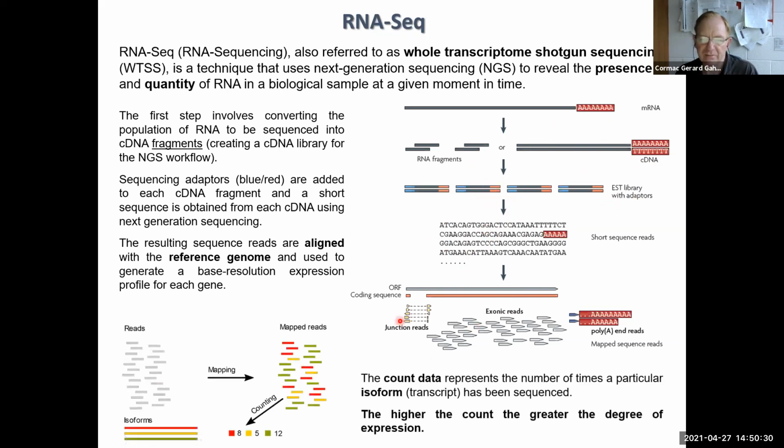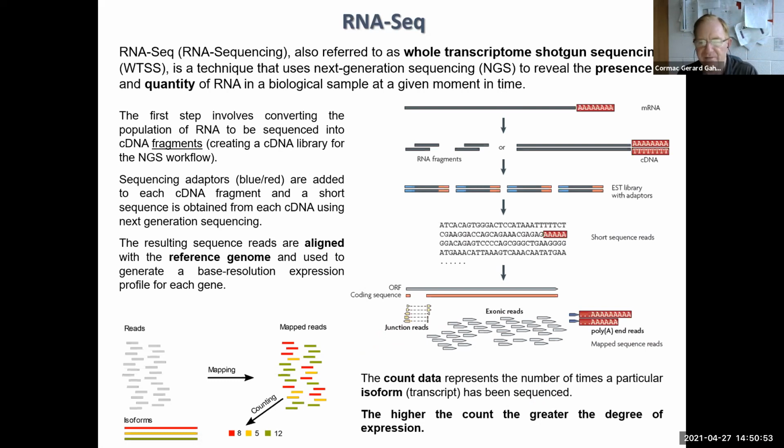And basically, what I want you to take on, there's quite a bit of writing on the slide. You can ignore all these junction reads and so on. The main take-home message is that the count data represents the number of times a particular transcript has been sequenced. In other words, if a gene is highly expressed in a sample, you're going to get lots of transcript, and it's going to be sequenced a lot of times.